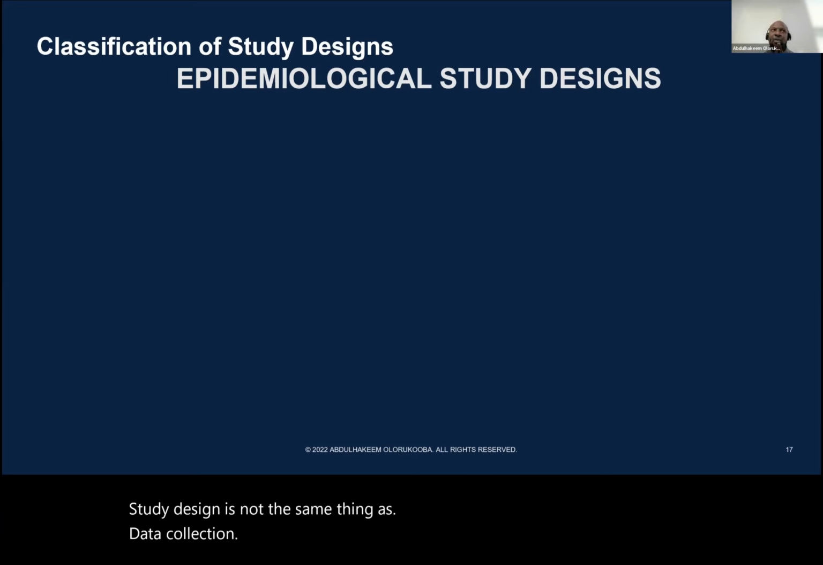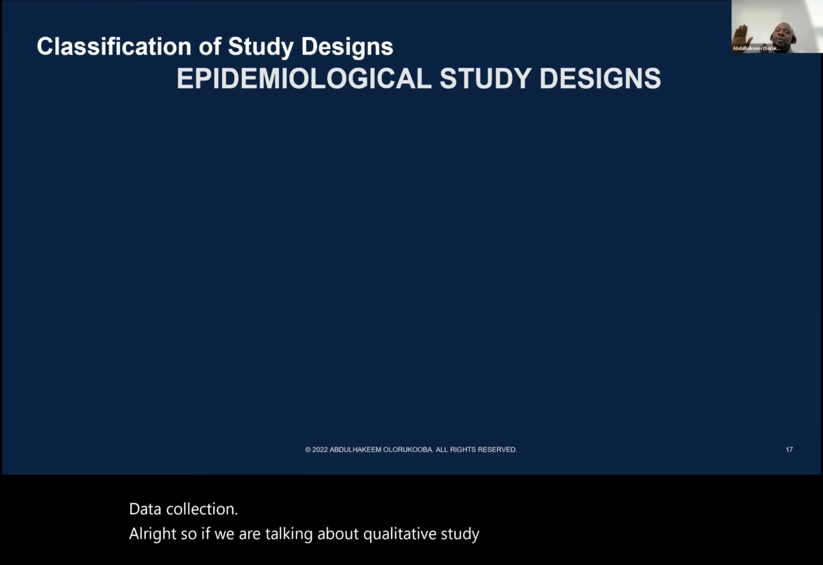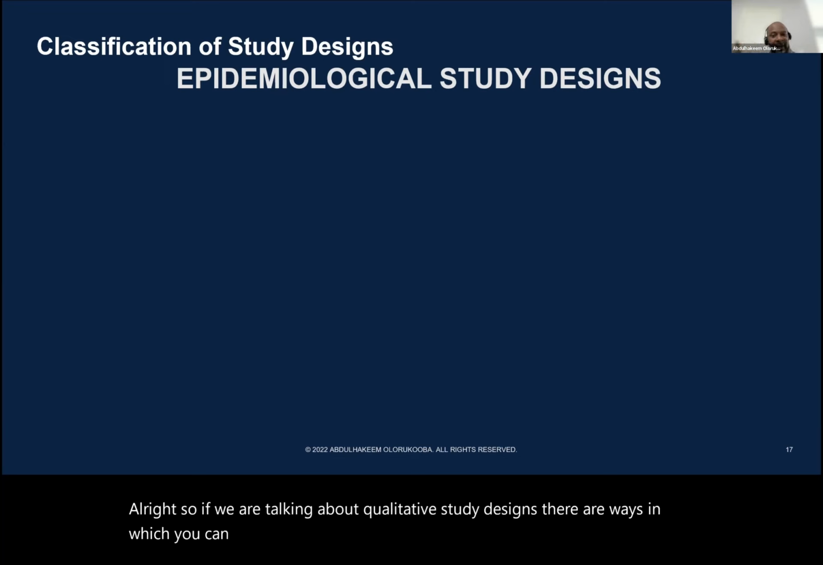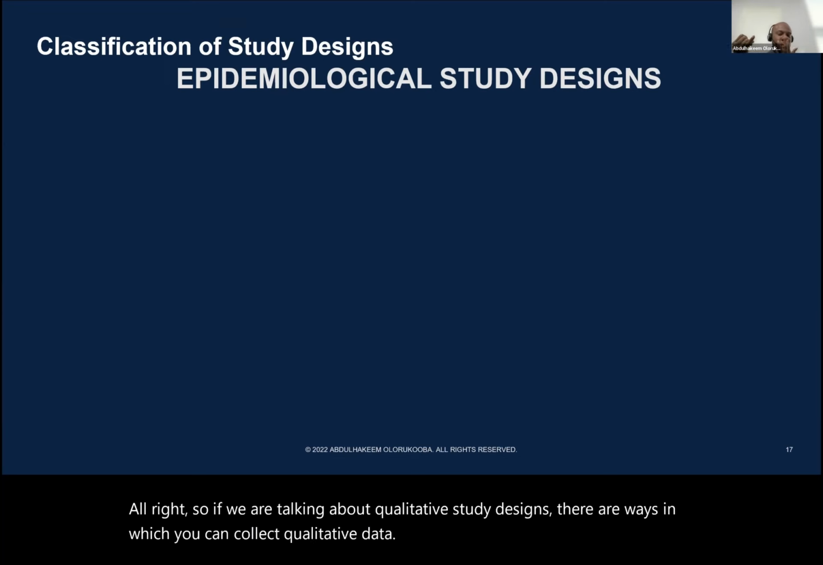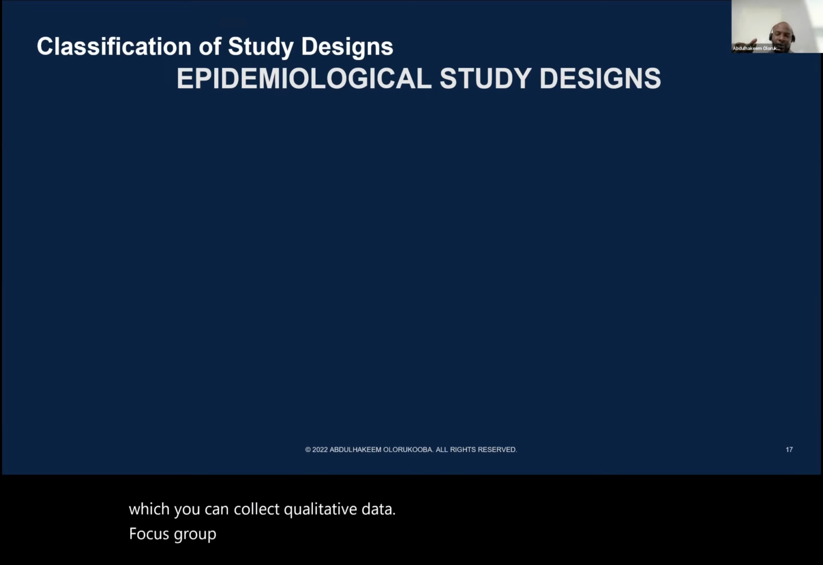All right. So if we are talking about qualitative study designs, there are ways in which you can collect qualitative data. You know, focus group discussions, in-depth interviews, the key informant interviews. So there are standard ways in which you can collect.